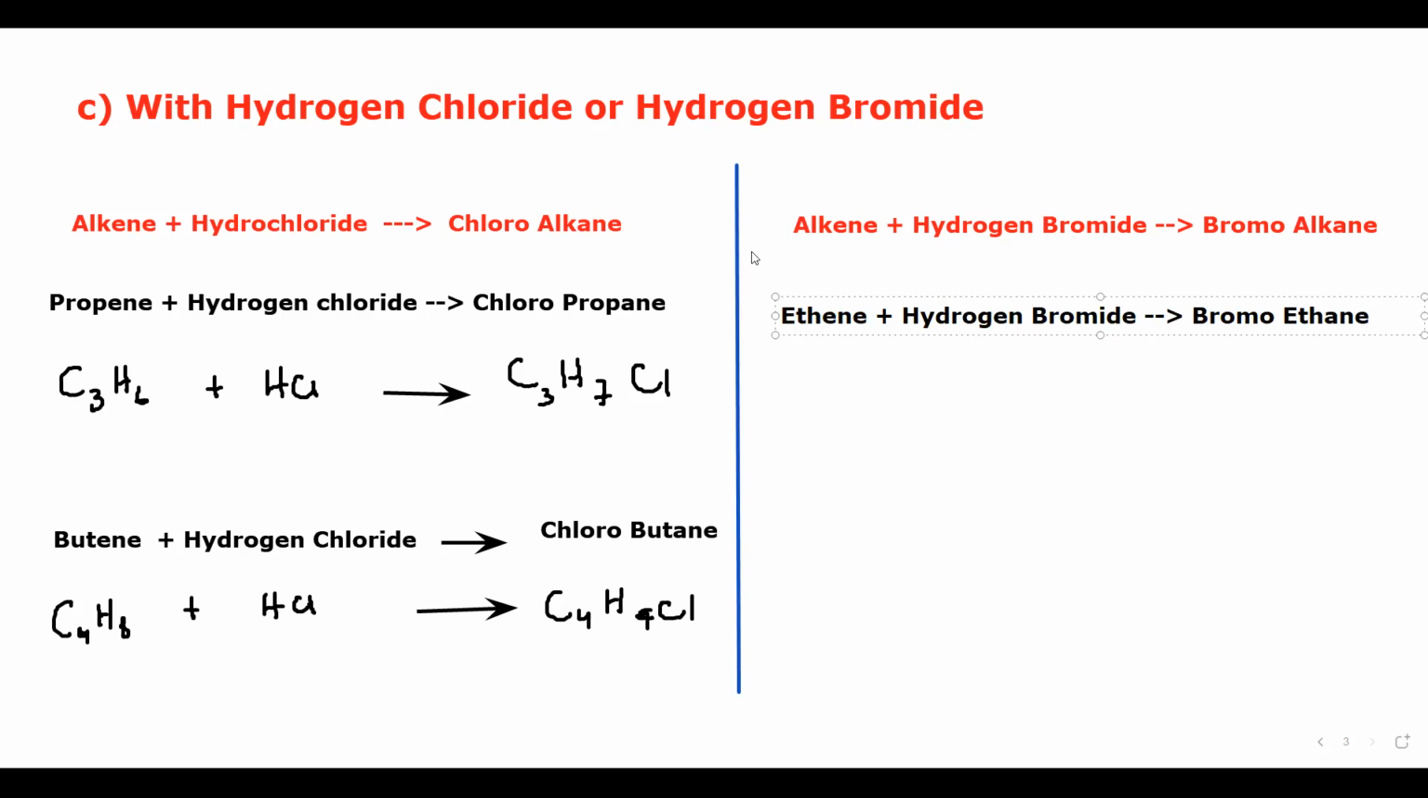When we write the formula, eth means C2H4, hydrogen bromide is HBr. When they combine with each other, it will become C2, 4 plus 1, 5, so C2H5Br.